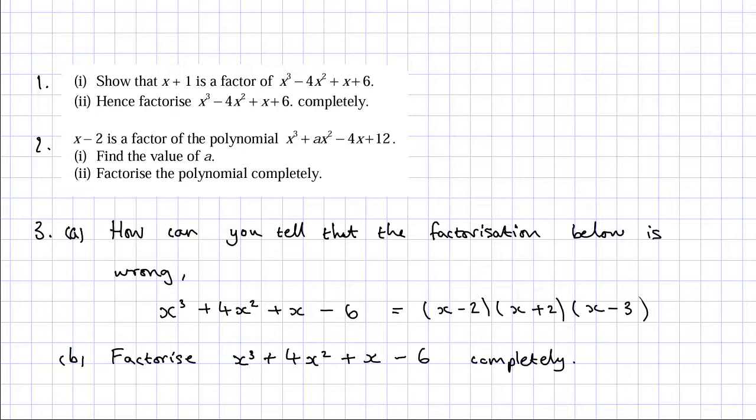Now this is a very important question. How can you tell that the factorization below is wrong? I have x cubed plus 4x squared plus x minus 6, and I'm saying this is x minus 2 times x plus 2 times x minus 3. How can you tell that this is wrong? You might have lots of reasons, and I'd like you to write all of these reasons down, and then I'd like you to factorize this expression completely. Completely would mean write it as a product of linear factors. We don't want any quadratics. So answer those questions and bring them to the lesson.